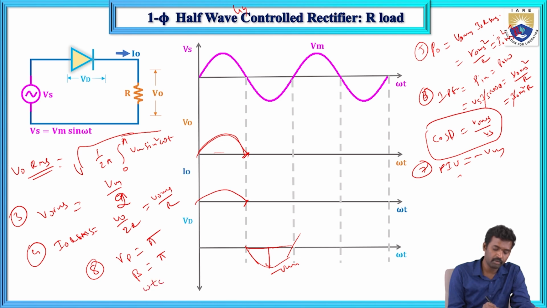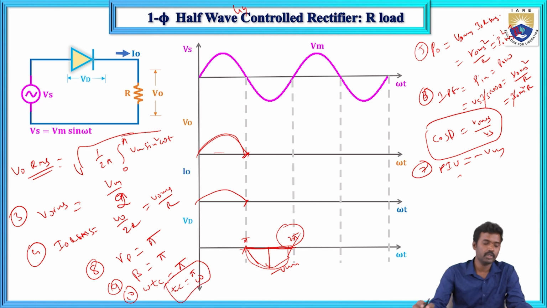So the circuit turn-off time, this is the 9th and this is the 10th, the time for which the diode is in reverse bias. So here, from pi to 2 pi, the diode is in reverse bias. In that case the diode voltage is Vs. The diode is in reverse bias, and Tc equals pi by omega.